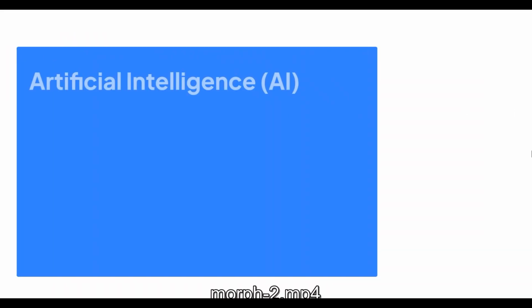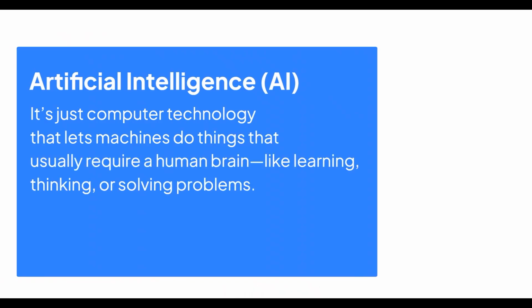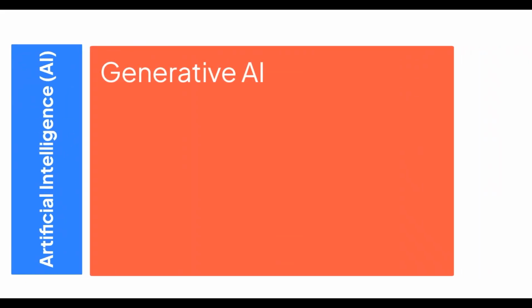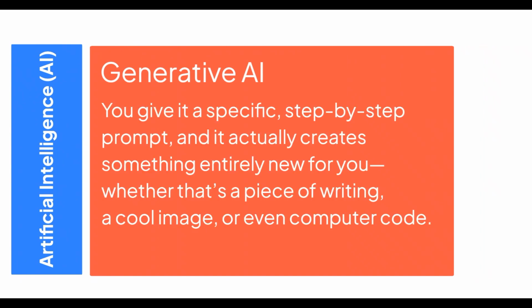Alright, Think of artificial intelligence, AI, as the big umbrella. Basically, it's just computer technology that lets machines do things that usually require a human brain, like learning, thinking, or solving problems. Now, under that umbrella, we have different types. First, there's generative AI. This is the stuff you've probably played around with recently, like ChatGPT. You give it a specific step-by-step prompt, and it actually creates something entirely new for you, whether that's a piece of writing, a cool image, or even computer code.